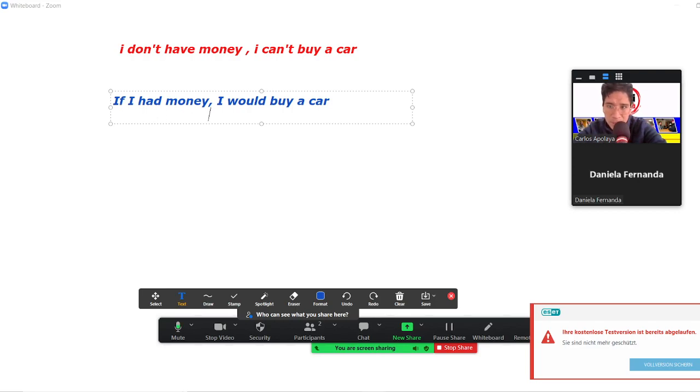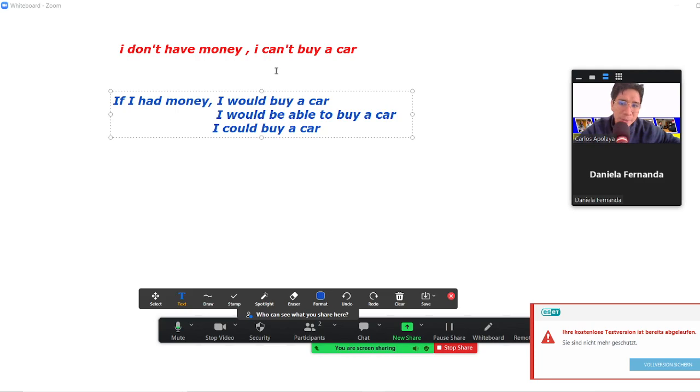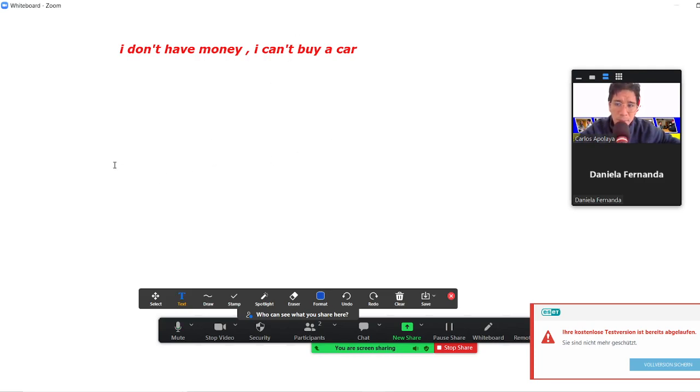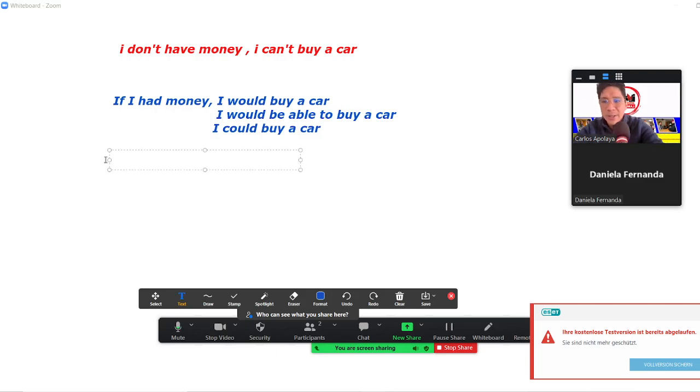If I had money, ahí dice yo no puedo, lo contrario sería que yo sería capaz. So, I would be able to buy a car. Sería capaz de comprar un carro. O en lugar de would, ¿qué podrías usar? I could. I could buy a car. Podría comprar un carro y queda mejor con el could. ¿Ok? Ahora, con el wish, ¿cómo sería con el wish?